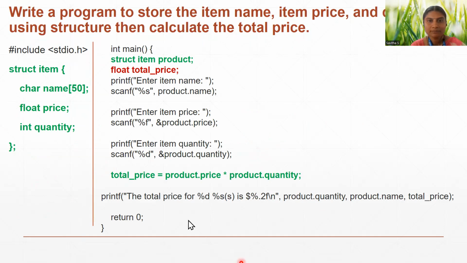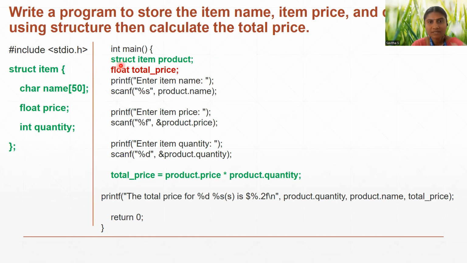So this is the program to store item name, item price, and quantity. And finally, based on the quantity, we need to calculate the total price of the product. Hash include stdio.h is a normal header file. And then the structure name is item. Under that, we are having three data variables: name, price, quantity. Name is a character data type, price is float, and quantity is integer data type. Here we didn't declare a structure object. Instead of declaring the structure object inside the structure definition, we have created it in the main function.